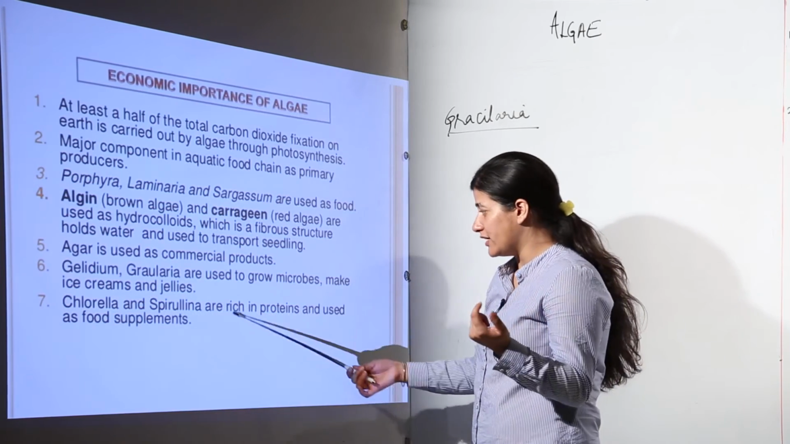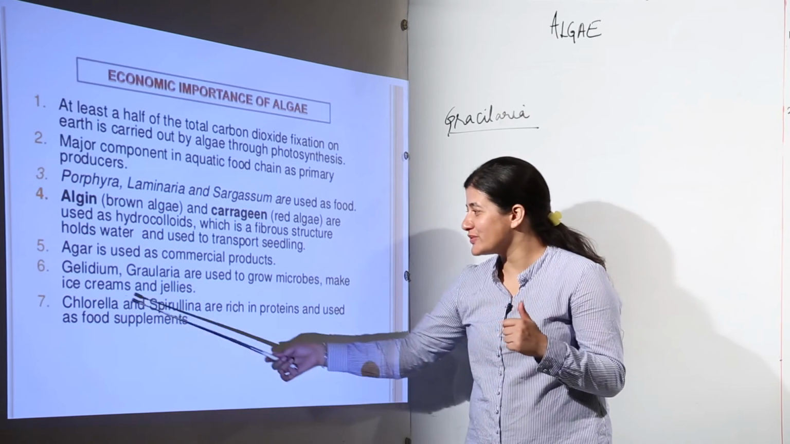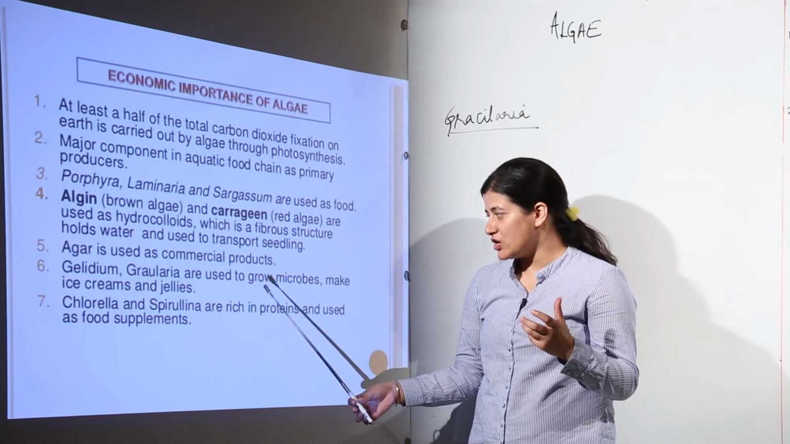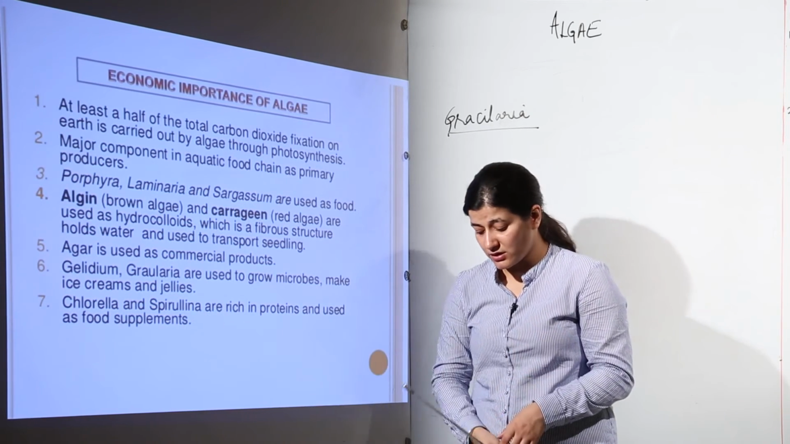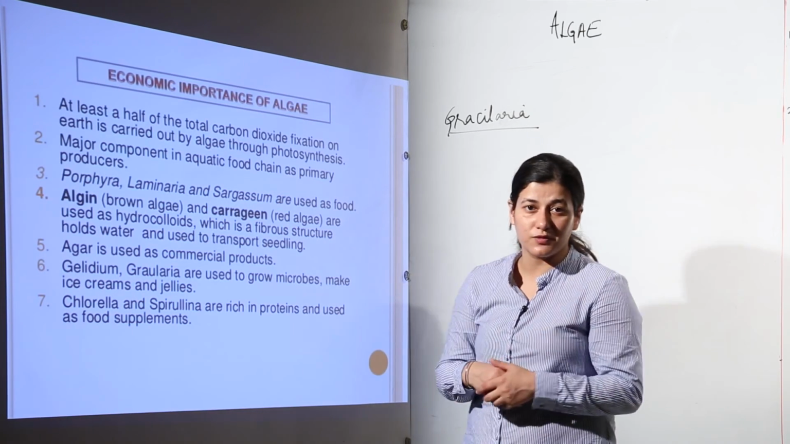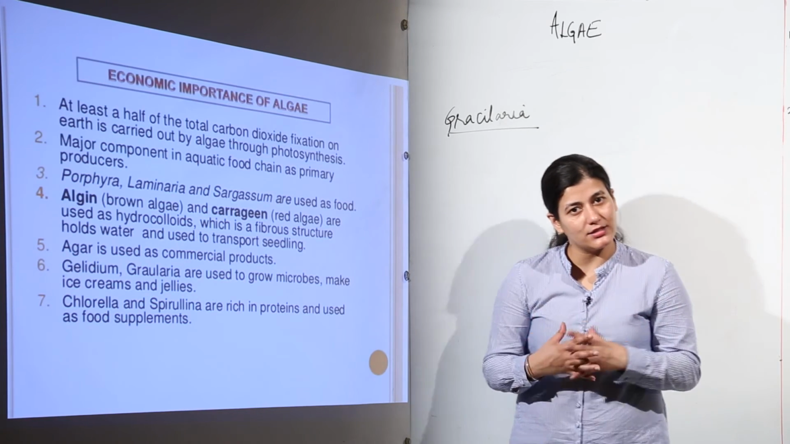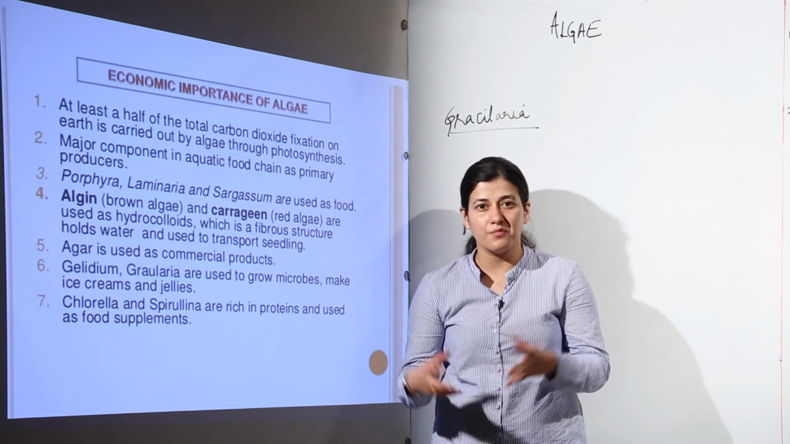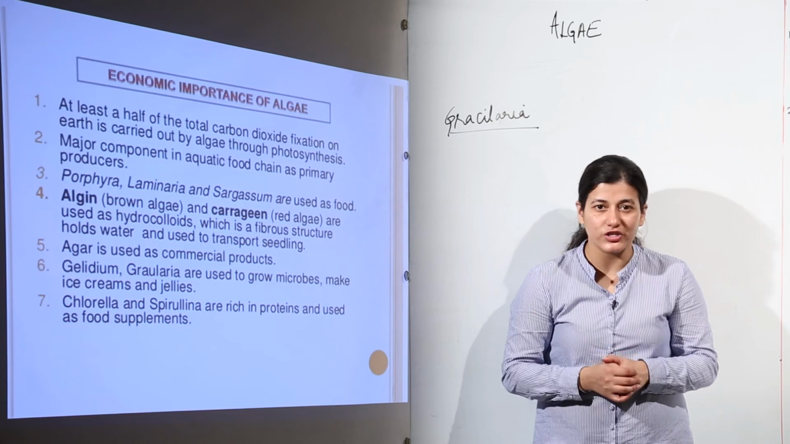Chlorella and spirulina are rich in proteins. They are green algae which are rich in proteins and are used as food supplements, and you might be surprised that astronauts who go into space take these tablets because they are so rich in nutrients. So you can see that there is a lot of economic importance of algae, apart from their importance of much greater value, that is their ecological importance.